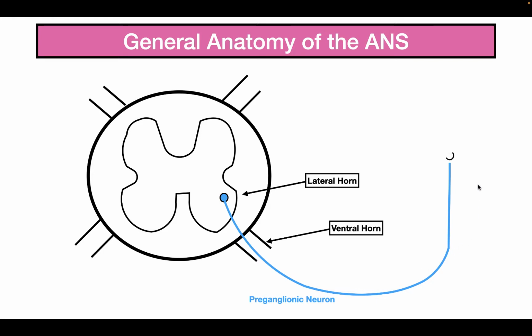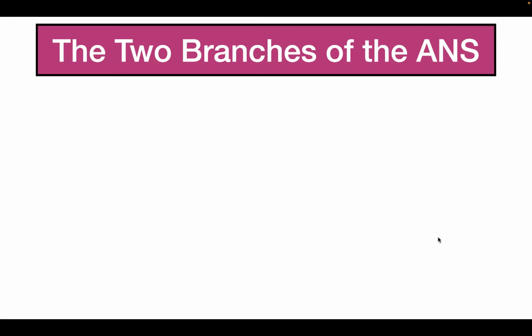The preganglionic neuron is going to synapse with the postganglionic neuron, and this will produce the autonomic ganglion, where you have the two interacting with each other. So once again, the autonomic nervous system is characterized by this two neuron chain. Now we're going to give a really brief overview of the two branches of the autonomic nervous system.